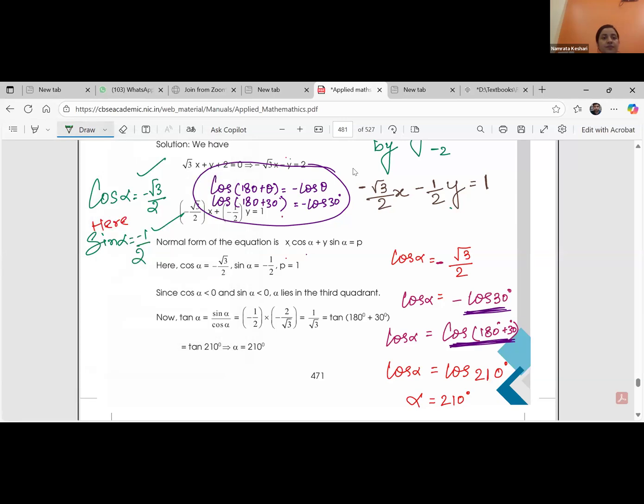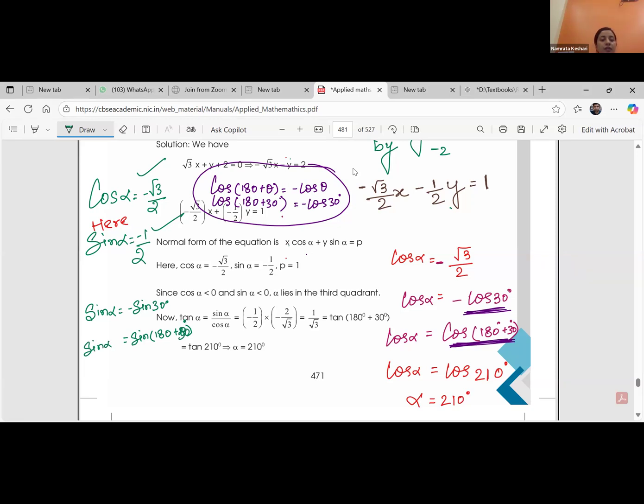30 degree. So we will be writing sine alpha is equal to minus sine 30. Now again we will try accommodating, keeping in mind that we have to be in the third quadrant. 180 plus, 270 minus. So we can take 180 plus theta. Just like the cos, there is a formula for sine also, that sine 180 plus theta is equal to minus sine theta. Is it clear?